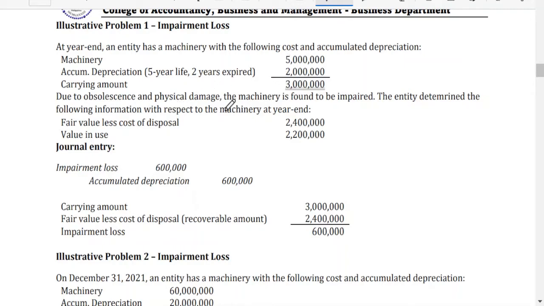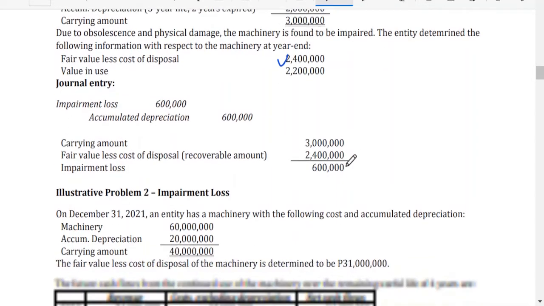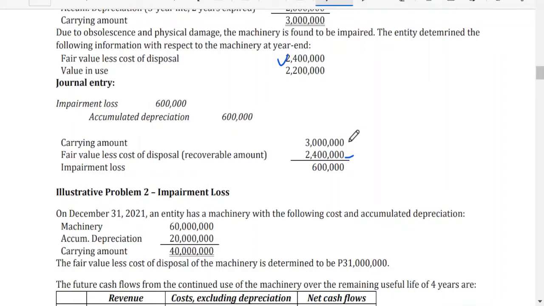So due to obsolescence and physical damage, the machinery is found to be impaired. The entity determined the following information with respect to the machinery. So we have the fair value less cost of disposal, and we have the value in use. We need to select which amount is greater, and the greater amount is our fair value less cost of disposal. So therefore, we will compare this amount with the carrying amount, which is 3 million. So the difference is 600,000. Since the carrying amount is greater than the recoverable amount, or the fair value less cost of disposal, which is the recoverable amount, is lesser than the carrying amount, then the asset is deemed impaired.